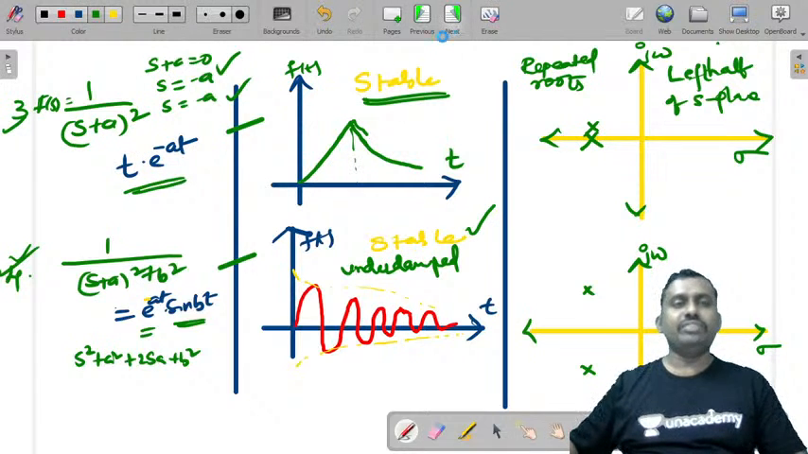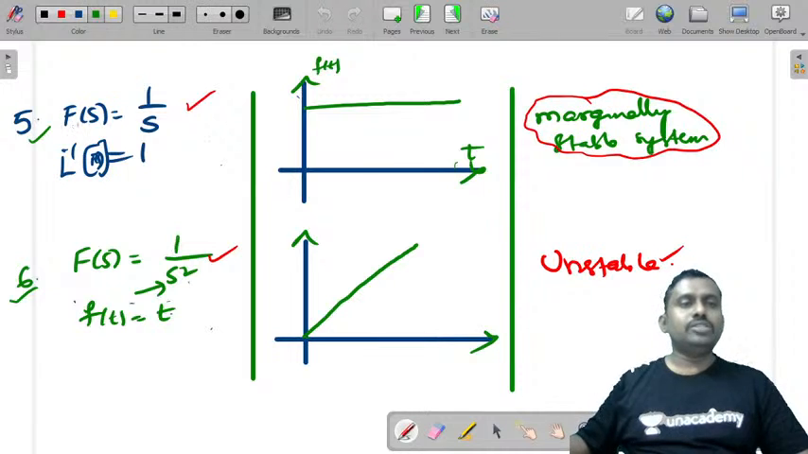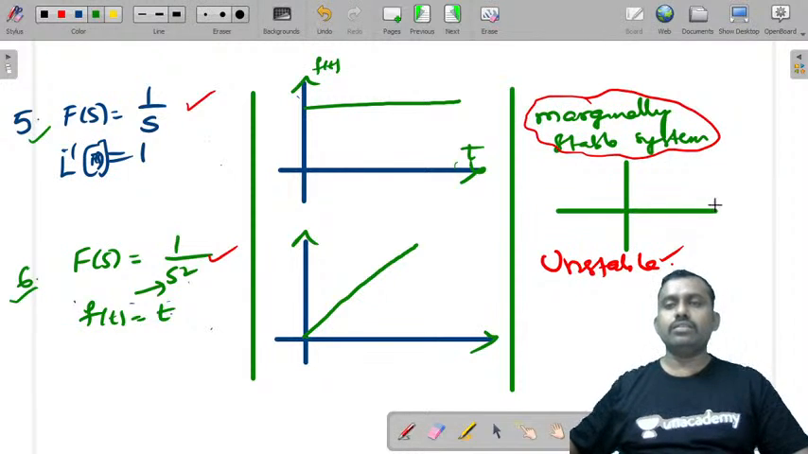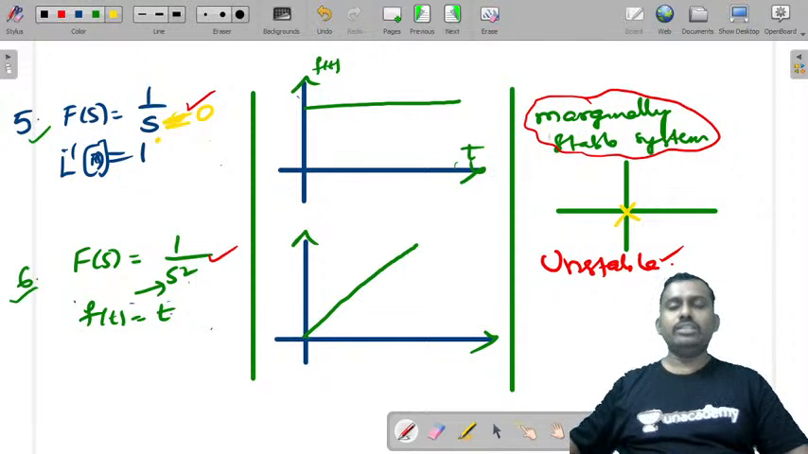Now let's go with the fifth and sixth, seventh one also. Let's look at this fifth one. It's a marginally stable system, we have told, and let's try to plot it. I'll just draw it very little. Now look, what is this? s is equal to 0 is one root. So s is equal to 0 is the root. So the pole is at the origin. If the pole is at the origin, it can be a stable or unstable system. So it is a marginally stable system.